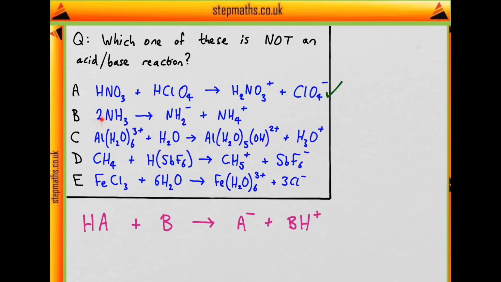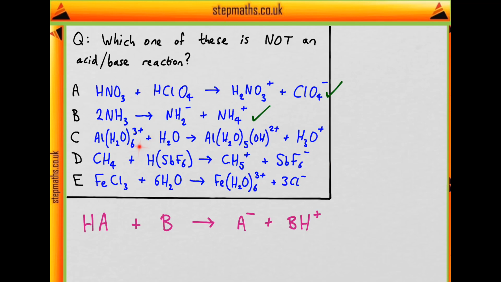Then we have the two ammonias, which again, confusingly, you wouldn't think is an acid-base reaction, because we usually think of ammonia as a base, but you can see that one of them has been deprotonated by the other. So this one was the acid and this one was the base. So we've moved a proton from one species to another. So this again is an acid-base reaction.